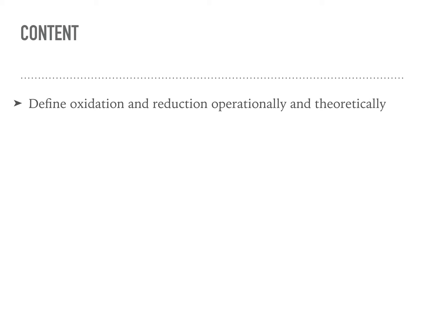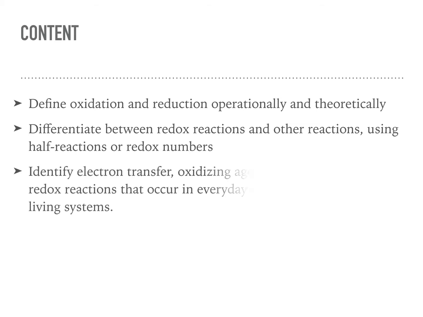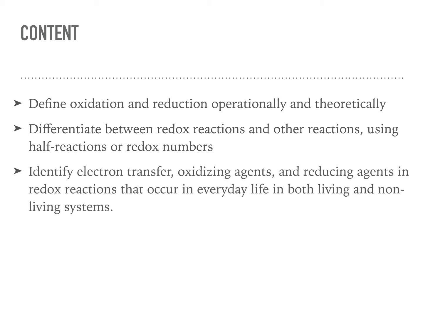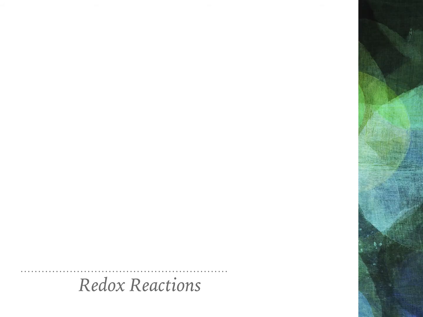After this video is done, you should be able to define oxidation and reduction operationally and theoretically. You should know how to differentiate between redox reactions and other reactions using half reactions and redox numbers. Also, you should know how to identify electron transfer, oxidizing agents, and reducing agents, and redox reactions that occur in everyday life, in both living and non-living systems. Lastly, you should know how to compare relative strengths of oxidizing and reducing agents using empirical data.